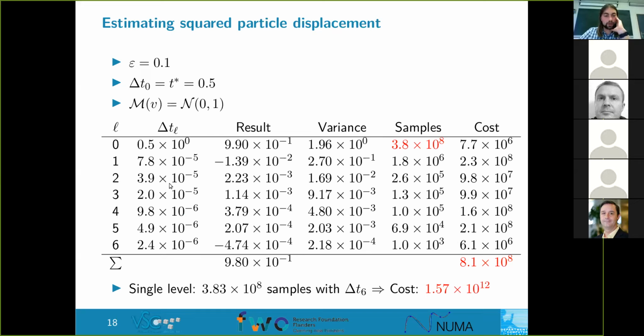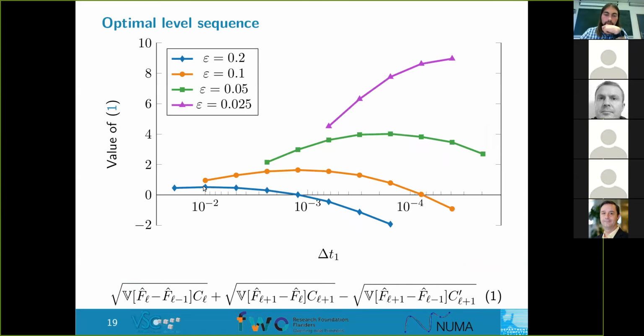I've already mentioned that this delta T1 should be smaller than epsilon squared, which is clearly the case here, epsilon squared being 0.01. But how much smaller should it really be? Well, that's a question we asked, and we wanted to look at what the answer to that question was. So what we did is we tried a number of different level strategies.